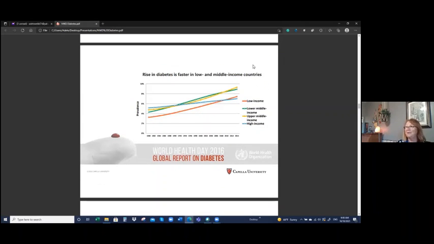So the rise in diabetes is faster in low and middle income countries. And why is that? Is it that they don't have chances to make good choices? They don't have transportation. They don't have good food options. There's food insecurity. Or is it the environment, the built environment? Is it fast food? Is it the opportunity, or is it cultural? Some of their diets, it's cultural what they eat, and it puts them at higher risk for diabetes.